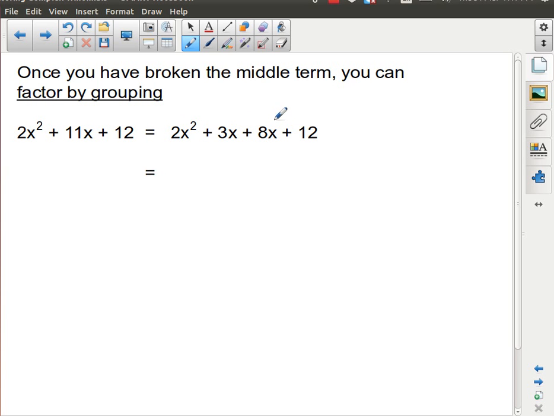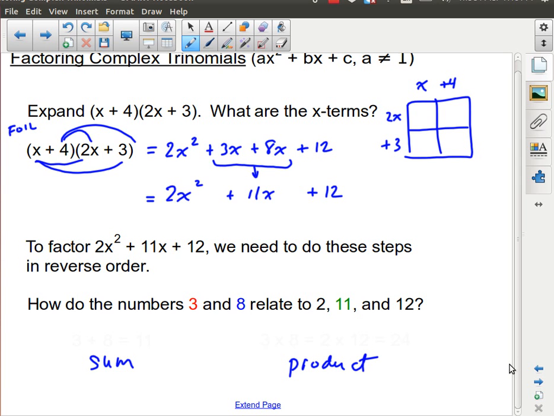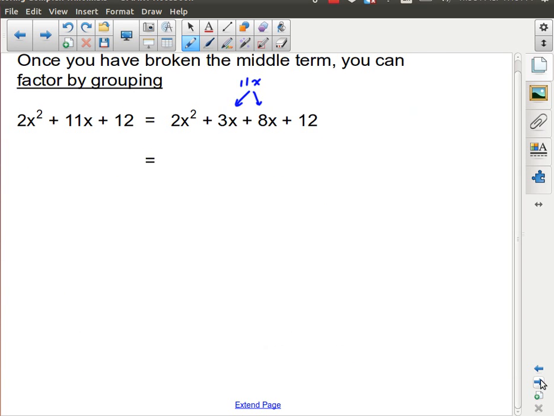Okay, so for now, we are going to ignore the fact that this middle term, this 11x, turned into 3x plus 8x. For now, it's magic. We're just going to assume that it happened. So we've got these relationships, the sum and product relationships, and our first step in looking at this is, well, what if this was actually done for us? What could we do? Well, now we can factor by grouping.